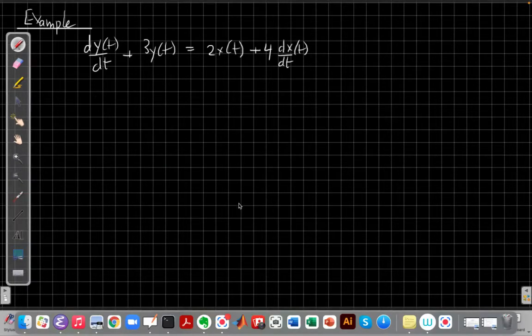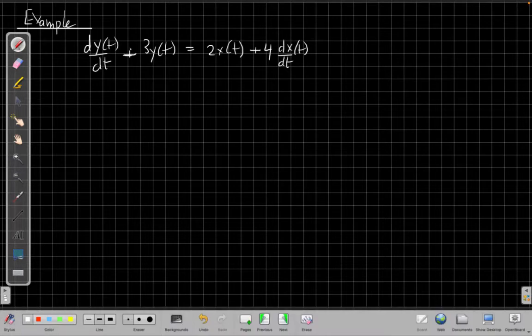Suppose I want to draw a block diagram representing a system to implement the causal LTI system that satisfies this differential equation: dy/dt plus 3y(t) equals 2x(t) plus 4 dx/dt, where x is the input and y is the output. First of all, just to practice, what order differential equation is this?